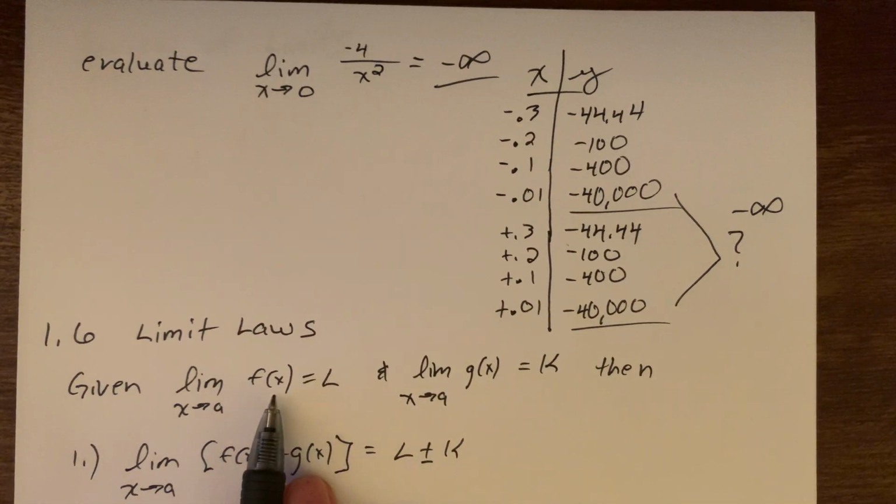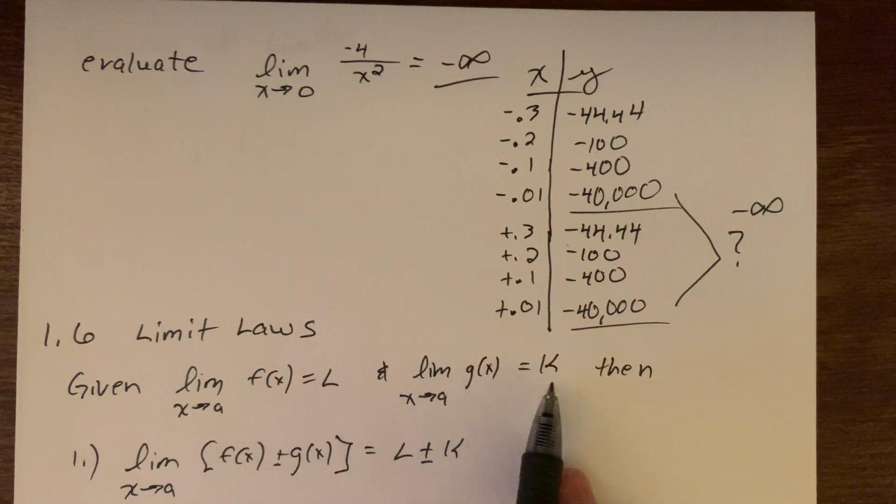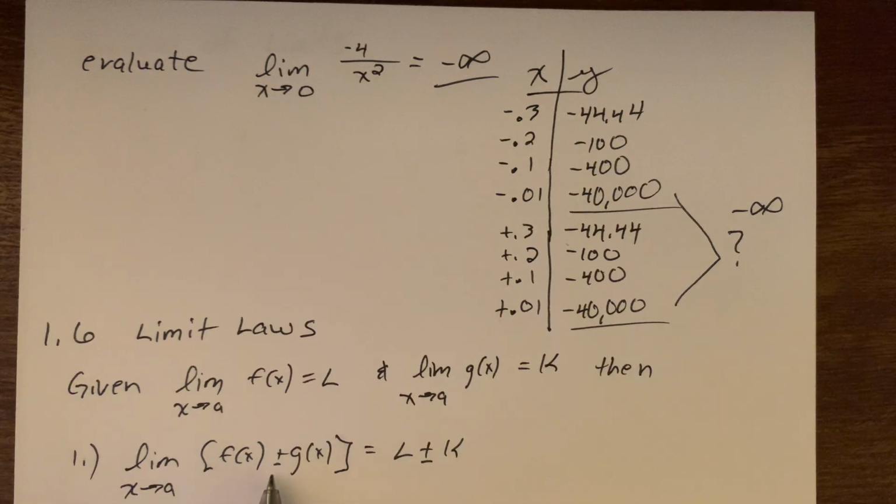So if we knew the limit of f was 10 and the limit of g was 6, well then the limit of f plus g would be 10 plus 6, or 16. And the exact same thing happens if it's a minus. If it's the limit of f minus g, we would have gotten 10 minus 6, so we would have got a final answer of 4.